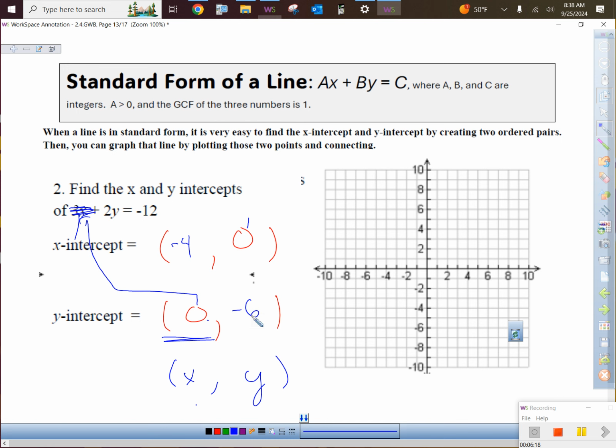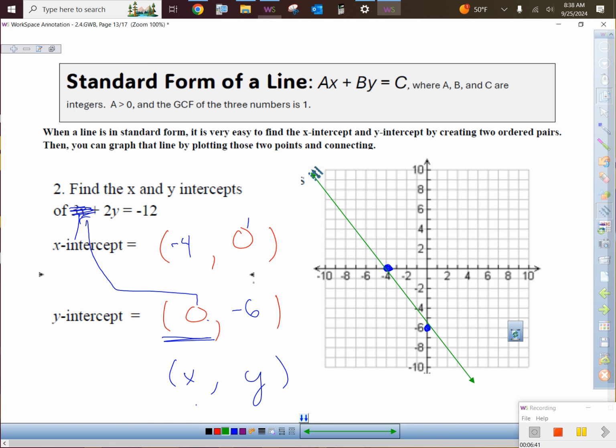Negative 6. Let's plot those 2 points. (-4, 0) is right here. That is the x-intercept. (0, -6) is right here. Take your straight edge and connect them together, baby. This is pretty much the only time where I don't require you to put 4 points on the line because it's in standard form. If it was y equals mx plus b, we'd just do 4, you know.